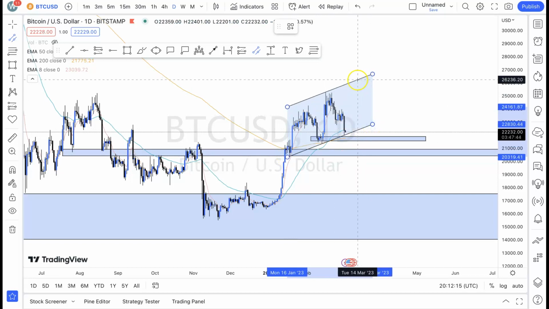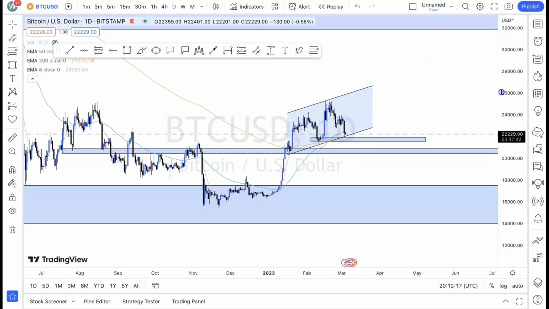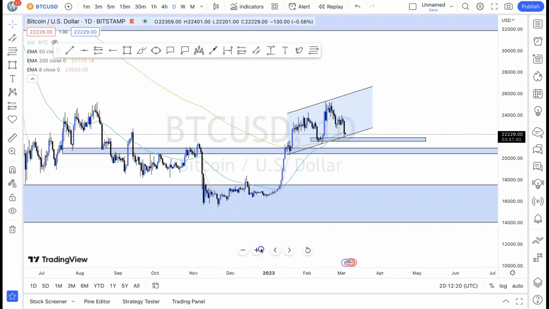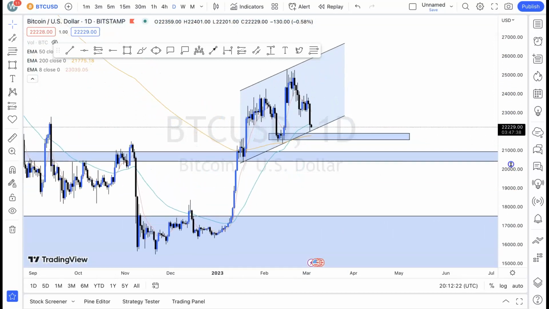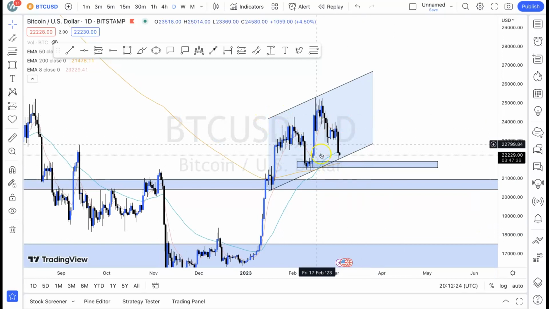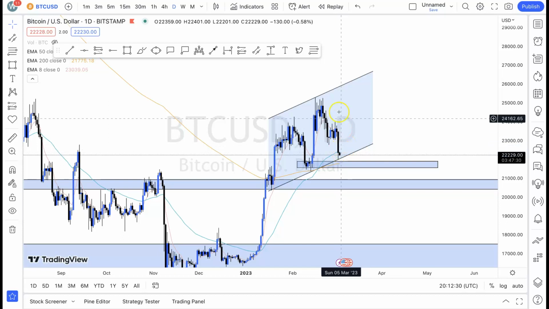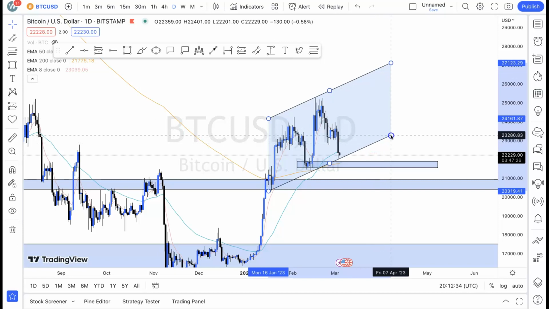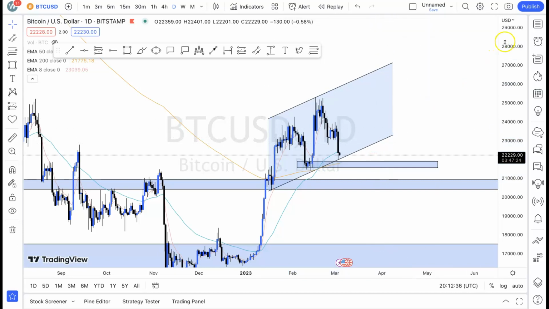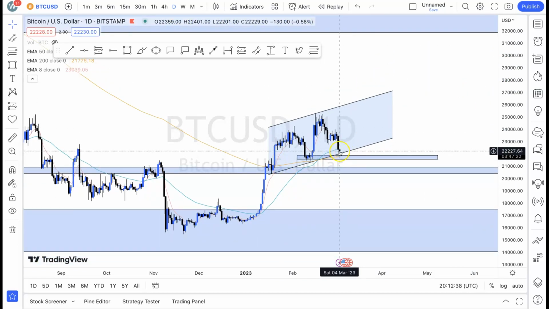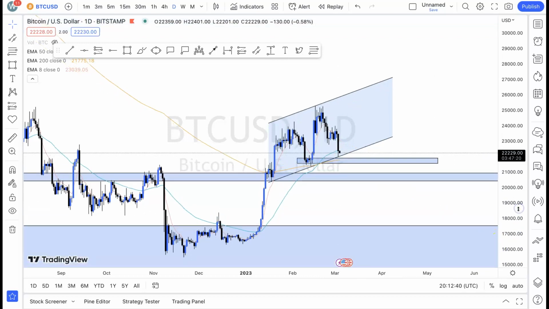So if you look at this as well, you can see that parallel channel forming right there. So it's something that all the traders should be looking at. So if price stays inside that channel, then you can be rest assured that we'll continue to, you know, range in that channel. Probably a breakout at the top or a break below right here. So it's something that you want to watch out for.